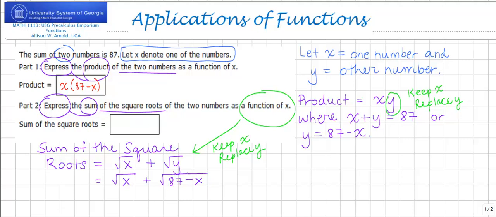Now look at both of your answers. Ask yourself before you move on, if I want them each to be functions of x, is that what I'm looking at? Is this a product and the sum of the square roots equaling a formula only involving x? And that's your goal.